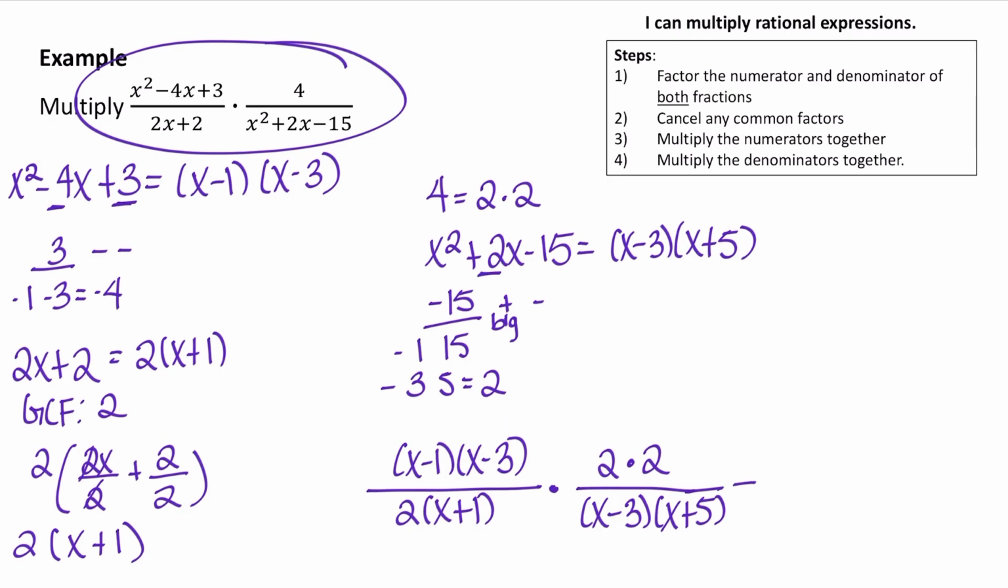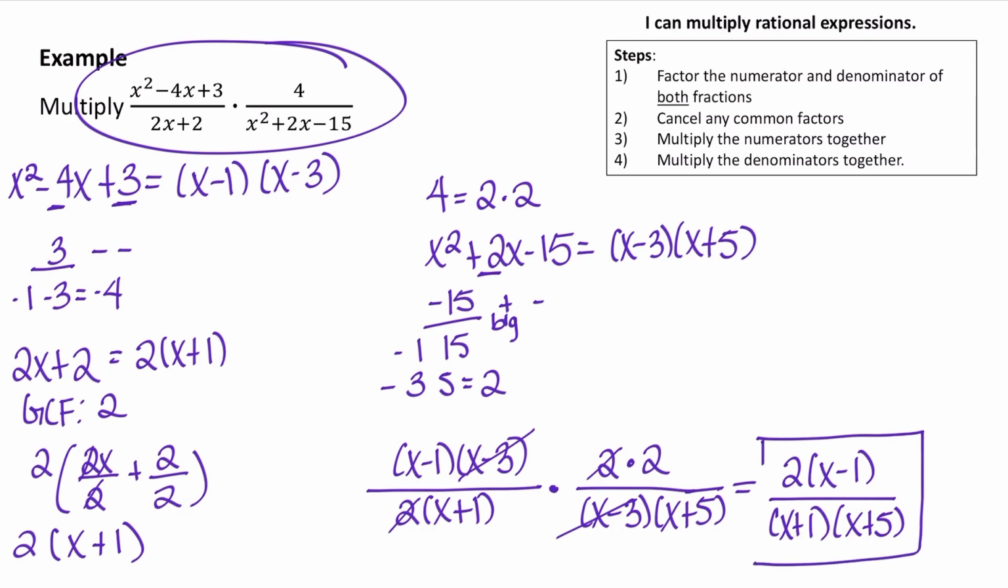So now we can cancel any common factors as long as they're on the opposite side of a fraction, right? Like 1 in the numerator, 1 in the denominator, or 1 in the denominator and 1 in the numerator. So this x minus 3 and x minus 3 will cancel. 2 and 2 will cancel, and then we're just going to multiply everything we have left. So the numerator is going to be 2 times x minus 1, and then the denominator is going to be x plus 1 times x plus 5. And that is now our final answer.